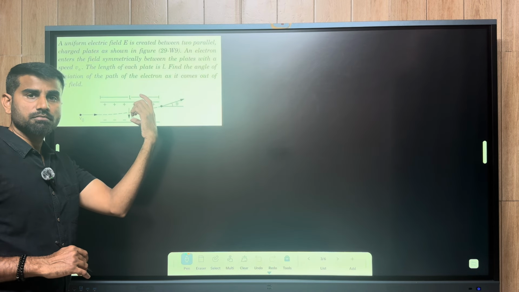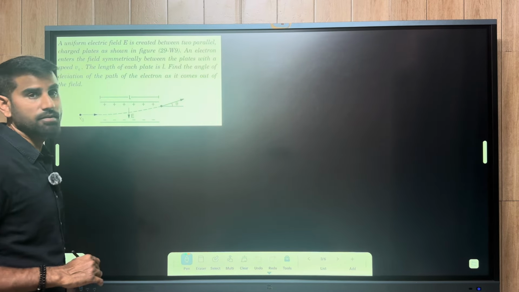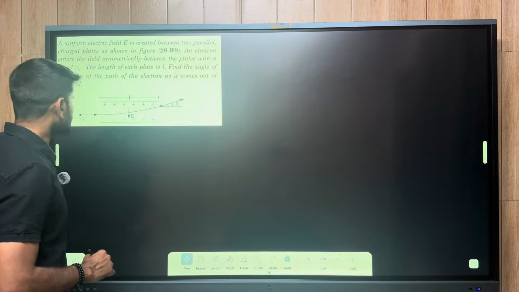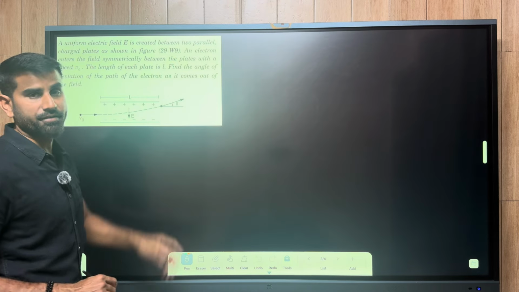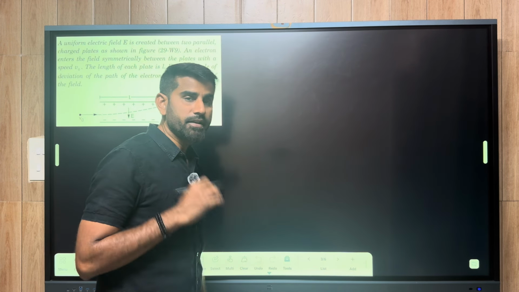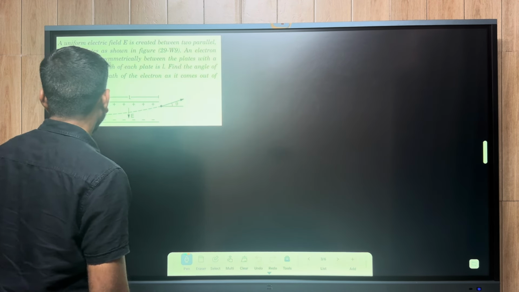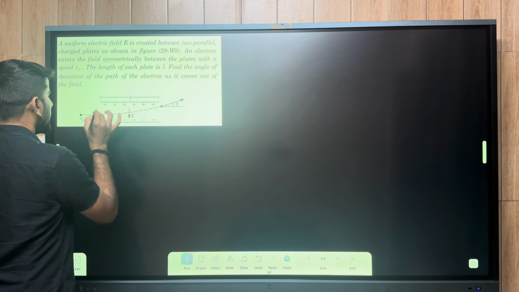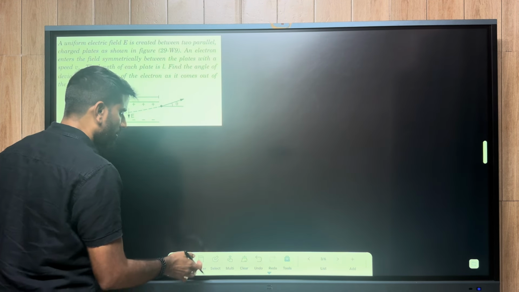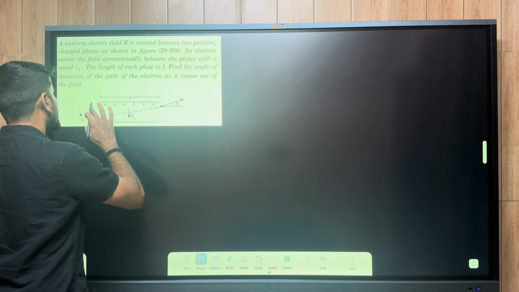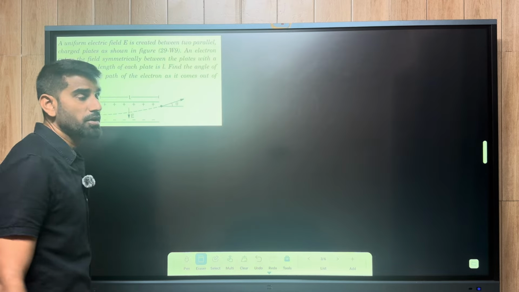So the arrangement is given here to make the question simpler. An electron enters the field symmetrically between the plates. The term symmetrically means exactly halfway between the plates. If this total distance is L, then this distance will be L by 2, exactly halfway between the two plates. This is clear. Let's move on to the next point: between the plates with a speed v0.